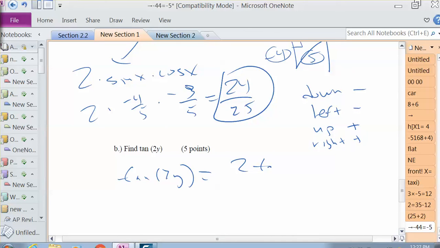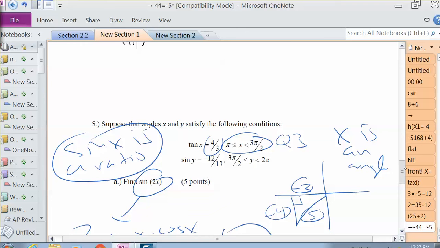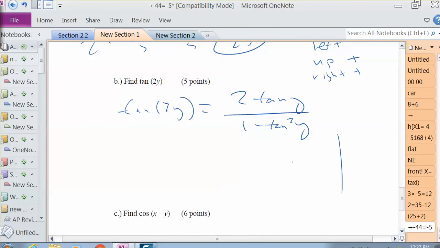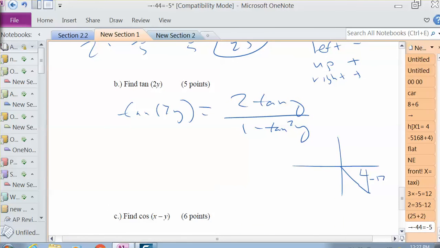Tan 2y. That's 2 tan y over 1 minus tan squared y. Okay, you have the formula. Okay, let's look at y. That's in the 4th quadrant. And negative 12 over 13. Oh, we're going down, better be negative. Hypotenuse 13, Pythagorean Theorem, 5. Okay, tangent is super easy.